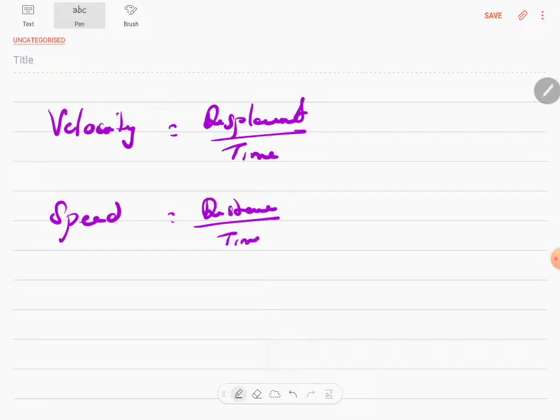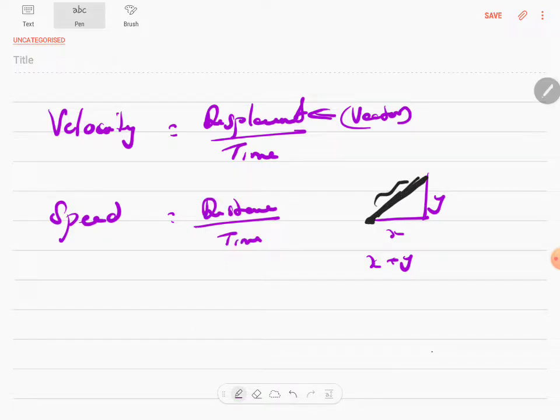The difference between displacement and distance is, if you go like this, x and then y, the distance traveled is x plus y, whereas the displacement, which is called a vector in physics, is just the change from the initial position to the final position. Subtract, and this is called displacement. The shortest distance is called displacement. The full distance that you travel is called distance.